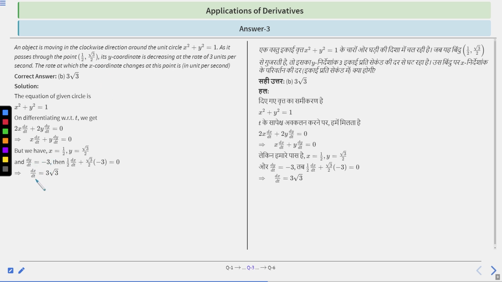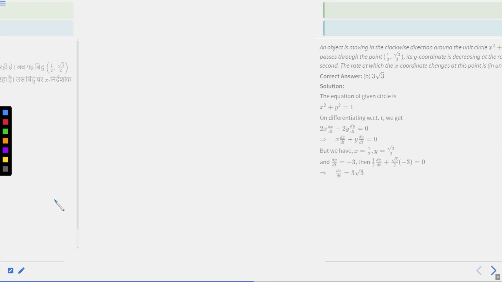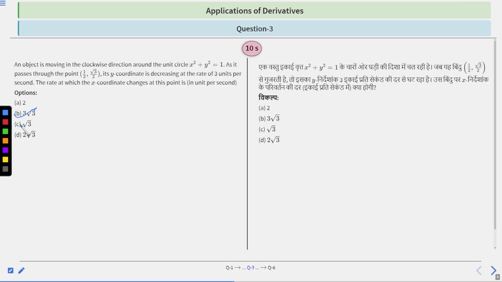And dy by dt is given as minus 3. Then let's put x equal to 1 by 2 and y equal to root 3 by 2. So 1 by 2 dx by dt plus root 3 by 2 into minus 3 is equal to 0. Clear? Therefore, dx by dt is equal to 3 root 3. Got it? Okay. So I think option B is the right choice, 3 root 3.